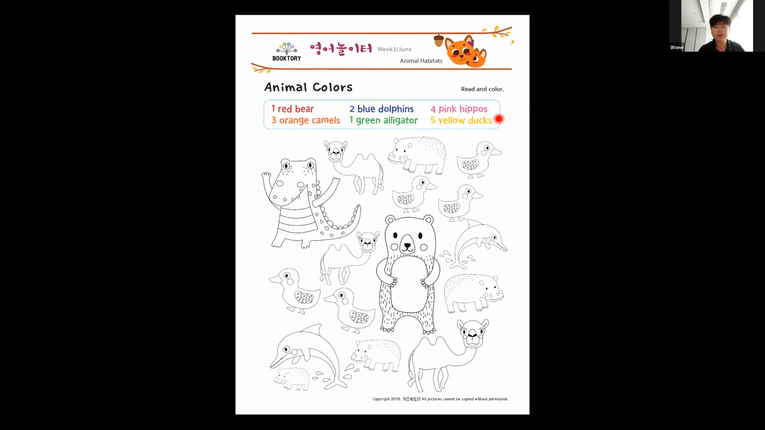So what you're going to do is you're going to get your color, and then you're going to get your coloring tools. You can get your color pencils, your markers, your crayon, and you're just going to color. Oh, that covers it. Let me get my highlighter. There we go. Covered all the alligator. But yeah, what you're going to do is you're going to color them. I found the 1 green alligator. Go ahead, find the 1 red bear, 2 blue dolphins, 4 pink hippos, 3 orange camels, and 5 yellow ducks. Do that by yourself.